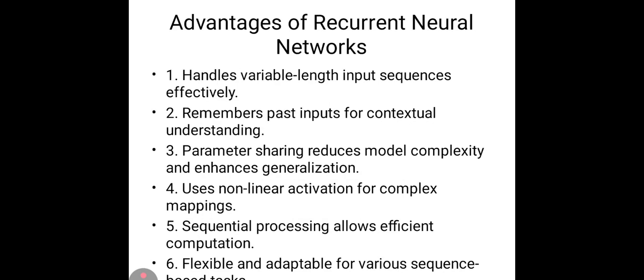And the advantages of RNN. Recurrent neural networks come with several advantages. They handle variable length sequences efficiently. They remember past inputs and provide better context and understanding. Parameter sharing reduces the model complexity. Next, the non-linear activation functions allow complex mapping, and their sequential processing matches the natural structure of time-based data. So overall, RNN are flexible and powerful for sequence-related tasks.